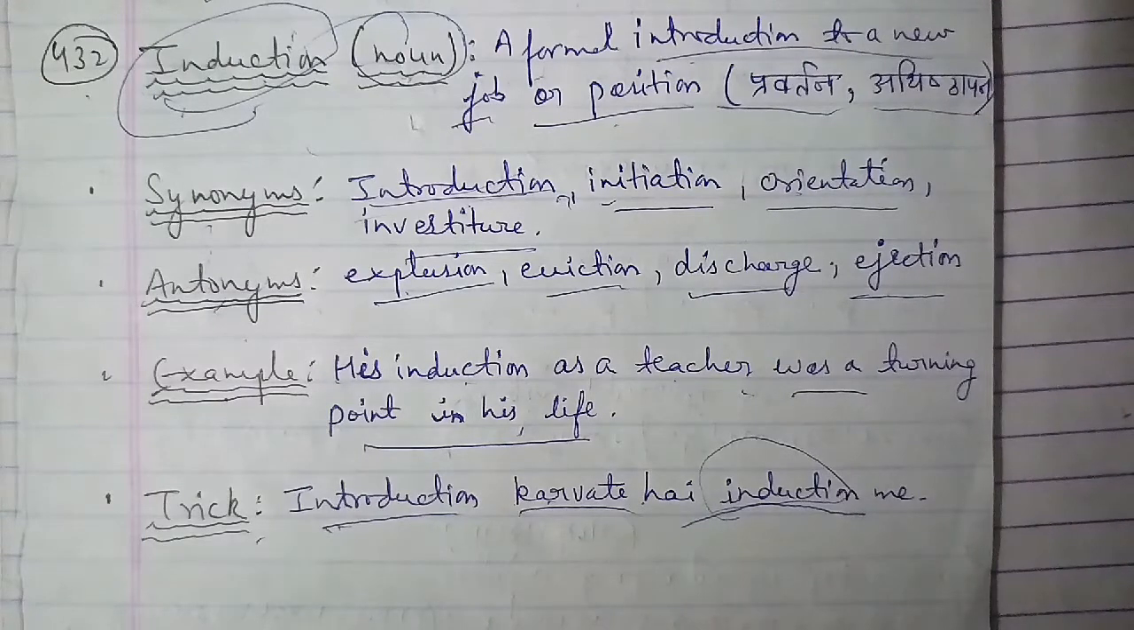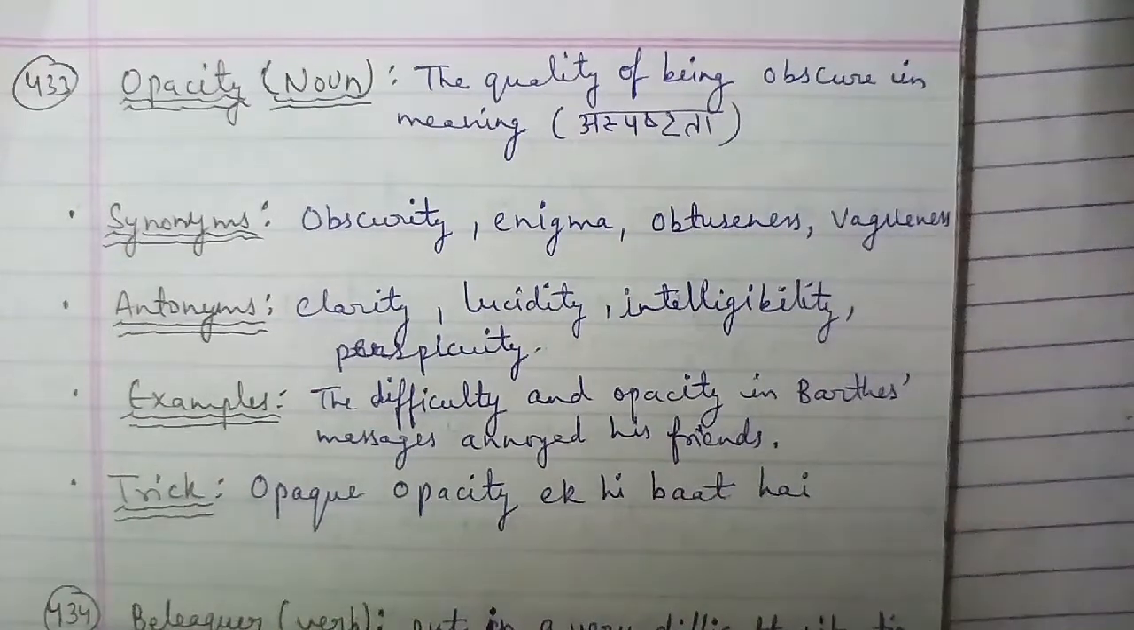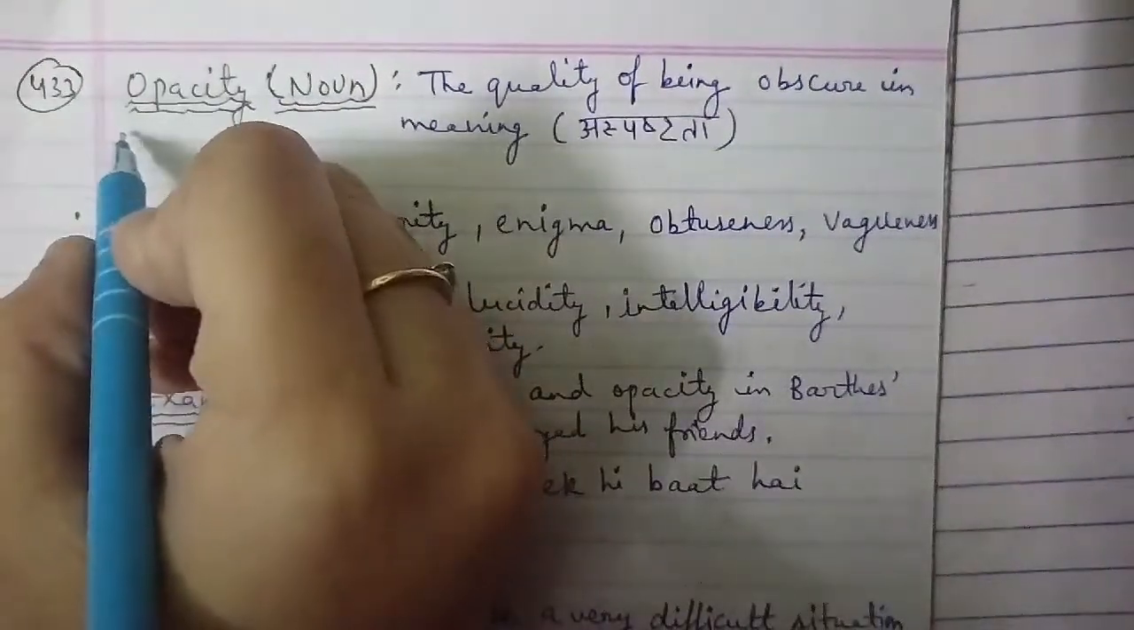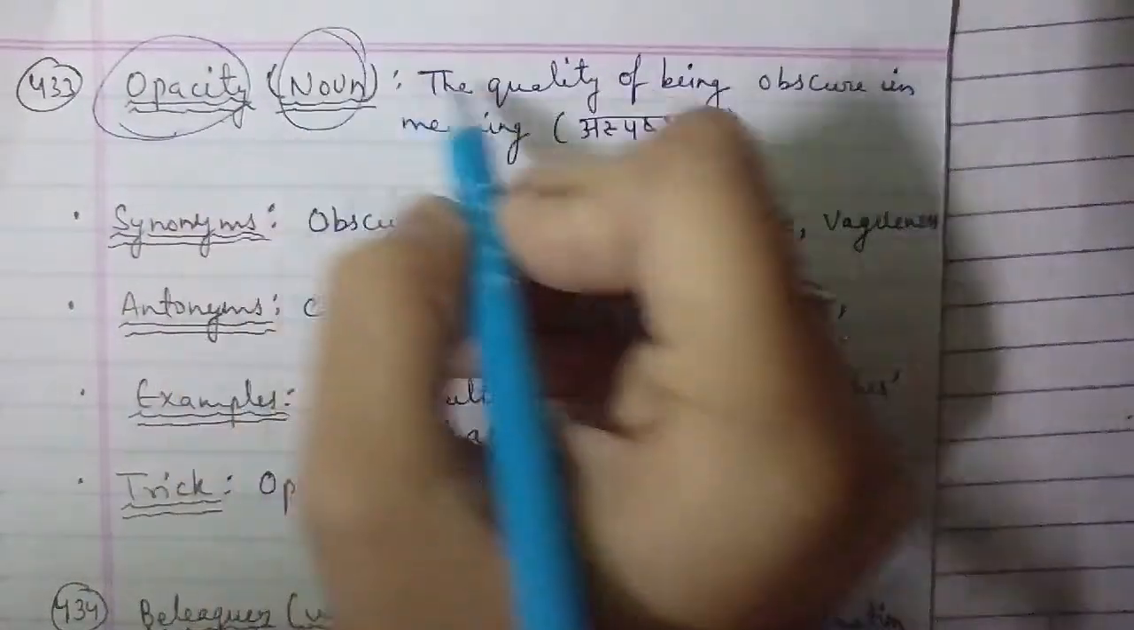Now talking about the antonyms of opacity: clarity, lucidity, intelligibility, and perspicuity. These were the antonyms of opacity. Now talking about the example of opacity: the difficulty and the opacity in Barthes' message annoyed his friend. So these were the words that you can use.